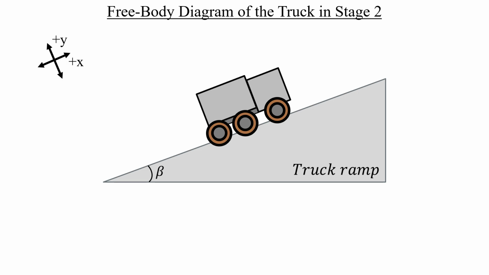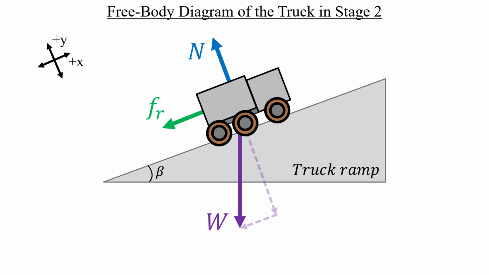The forces acting on the truck as it moves up the ramp will be its weight, the normal force provided by the ramp, and rolling friction acting opposite to the truck's movement. Since the weight doesn't lie along the y-axis, we'll break it down into components and insert our ramp angle to get the cosine and sine pieces. Now we're ready for energy conservation.